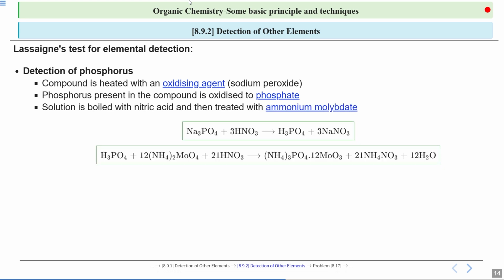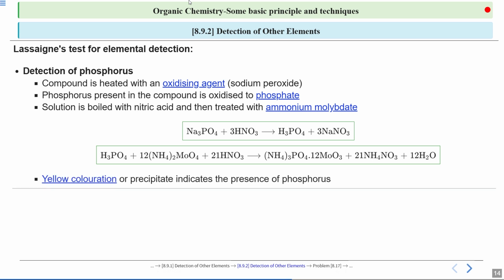Next, we will boil the solution with nitric acid and treat it with ammonium molybdate. So this step is crucial as it prepares the phosphate for the final detection. The chemical reaction here involves the conversion of sodium phosphate to phosphoric acid, then to a complex with ammonium molybdate. The appearance of the yellow color, or the precipitate, indicates the presence of phosphorus.